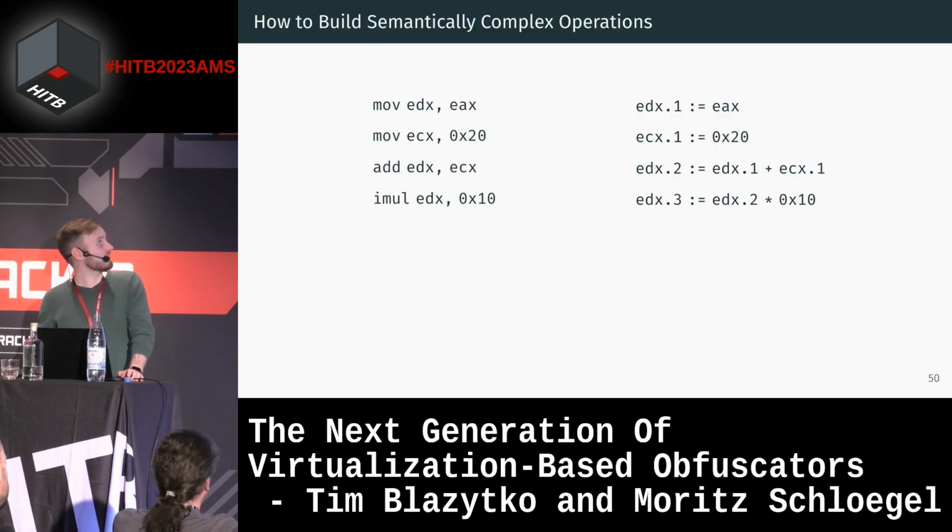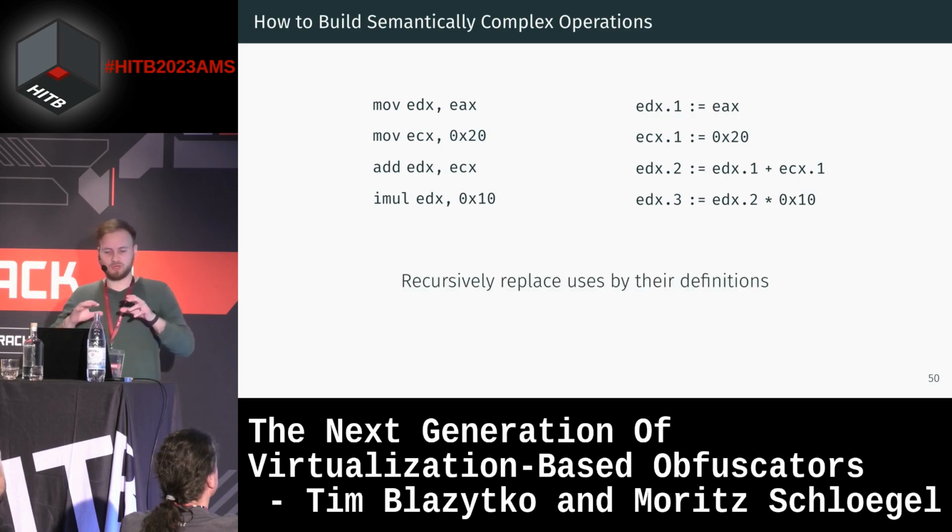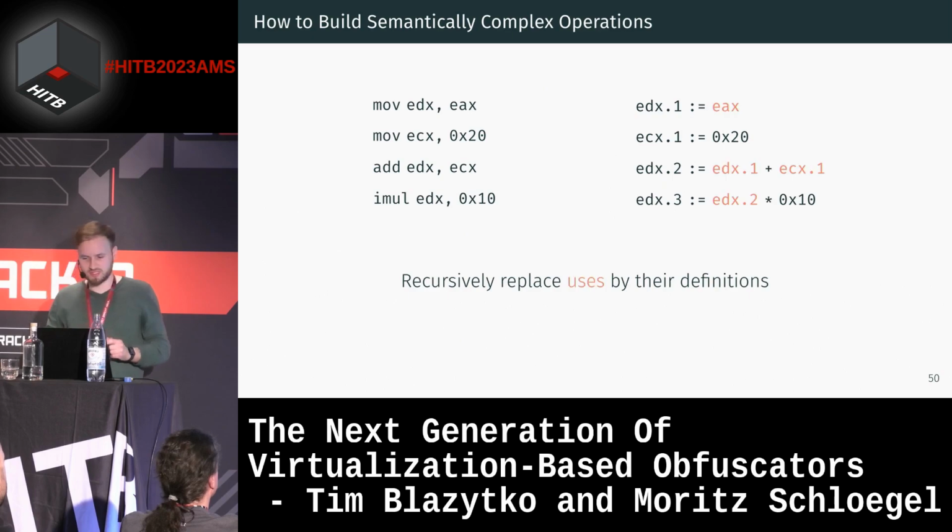And how can we find such semantically complex operations in our program? That's what I brought you a small example for. So there are 4 assembly instructions on the left-hand side, and on the right side there are the same instructions in static single assignment, SSA form. And basically what we are doing is we recursively replace uses by their definitions.